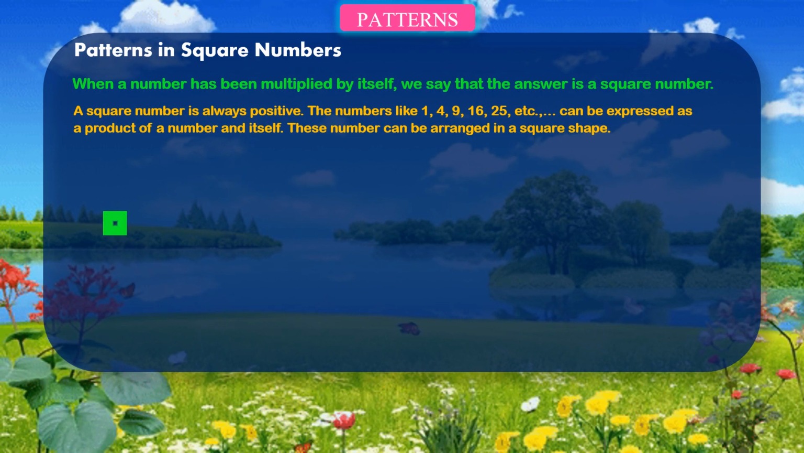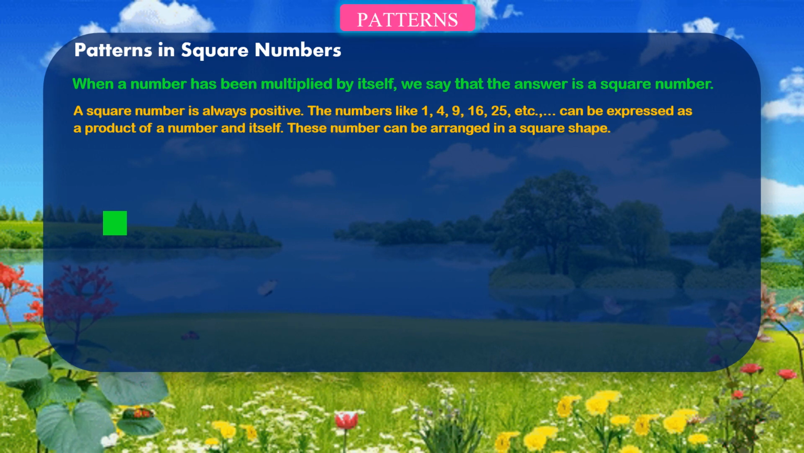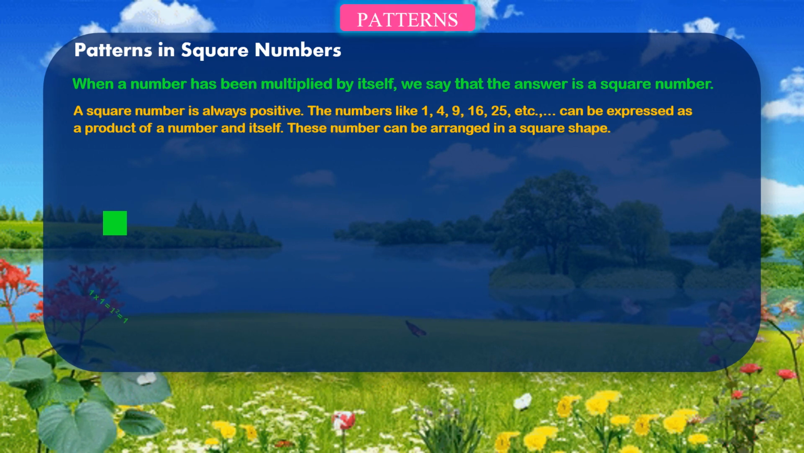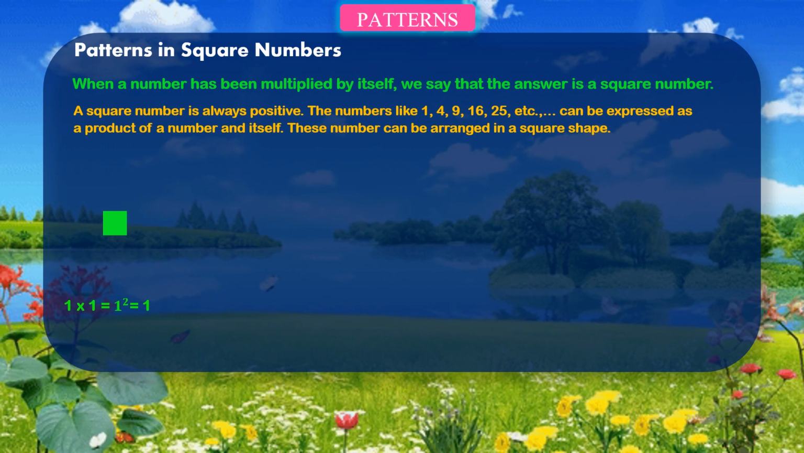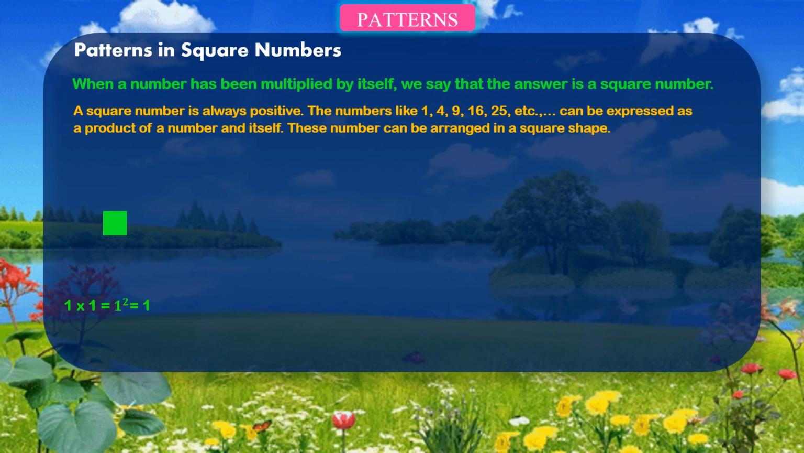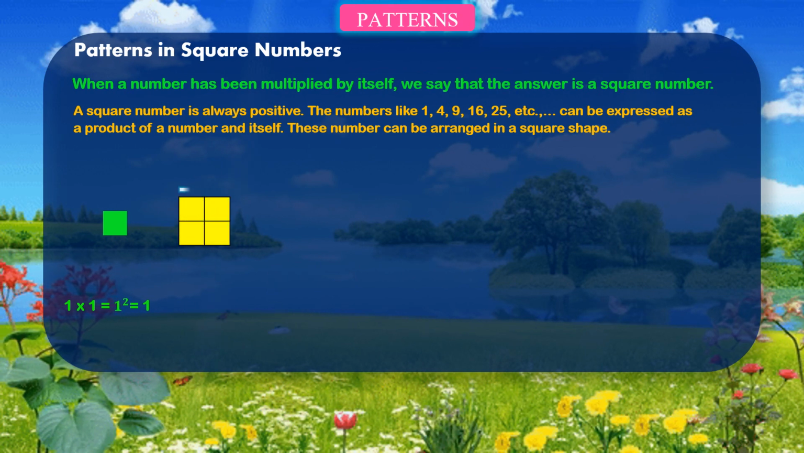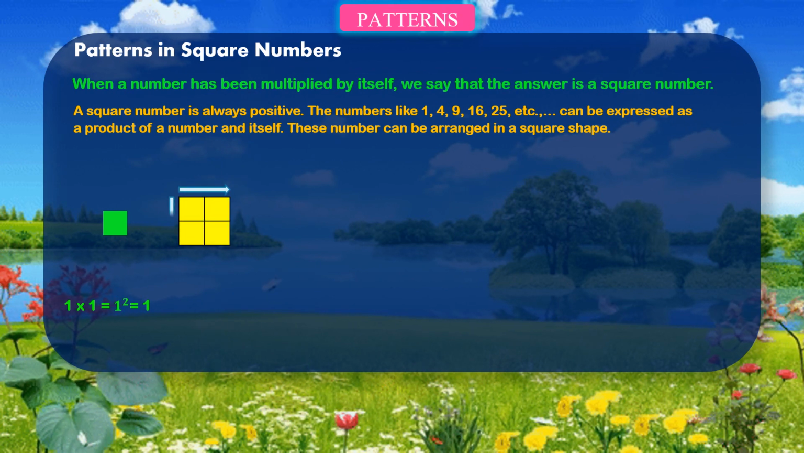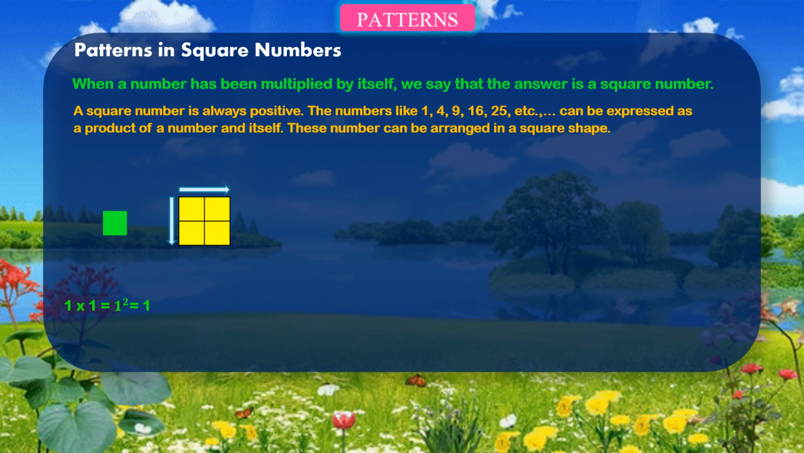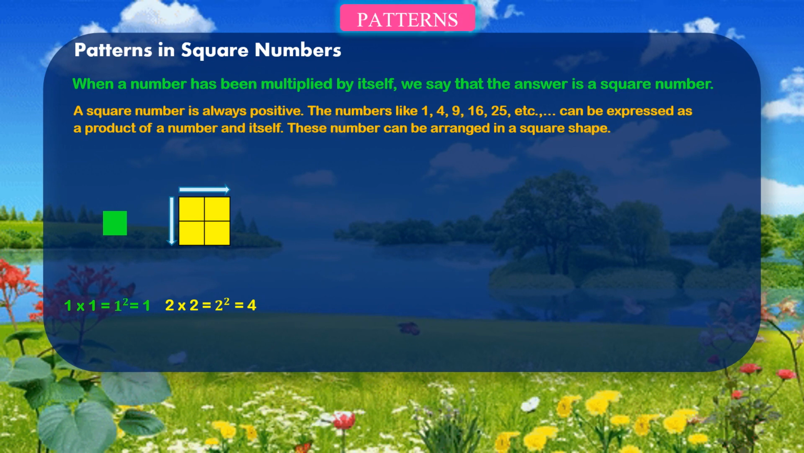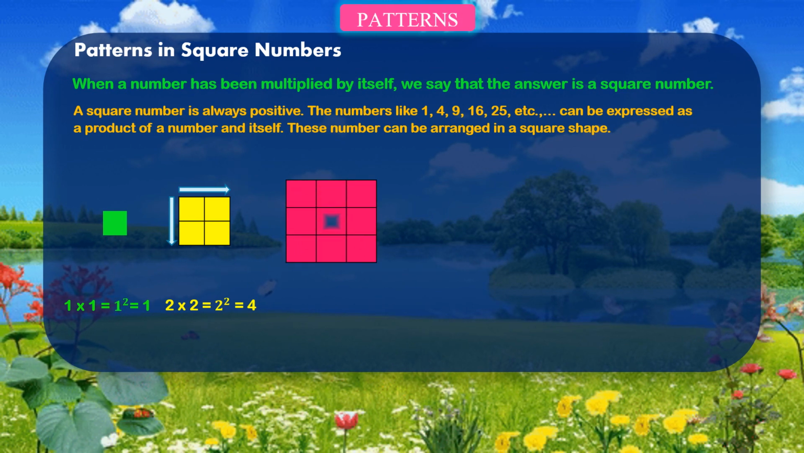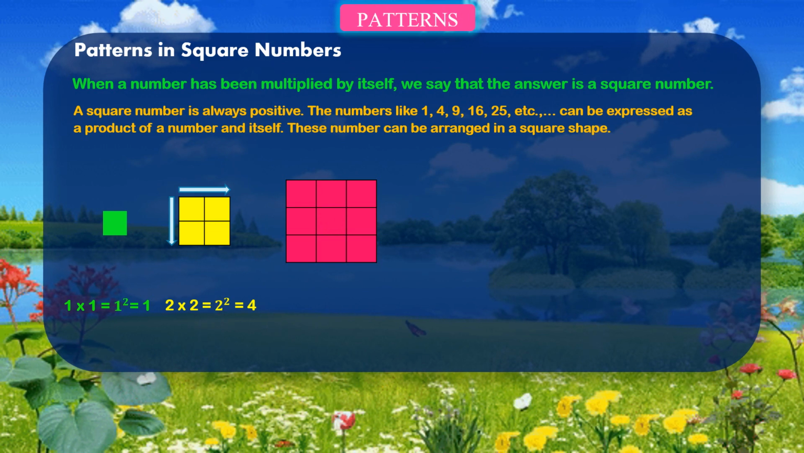Now see the first figure. It has one row and one column. So we have to write 1 multiply 1 is equal to 1 square. That is 1. The next figure is having 2 rows and 2 columns. Now we have to write 2 multiply 2 is equal to 2 square. That is 4. The third figure is having 3 rows and 3 columns.